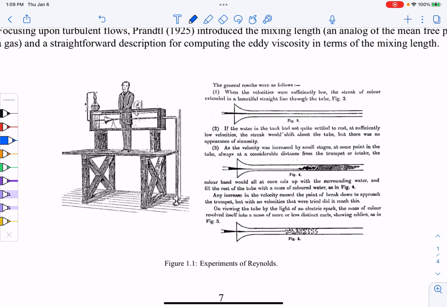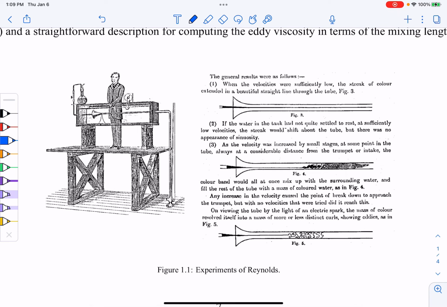And here's a famous schematic, which I stole from an early paper, and it's titled, of course, Figure 1.1, and all the figures will be labeled with equations, experiments of Reynolds. So let's just look at this together. You can see here, this is a schematic of this here, and this is called like a trumpet nozzle. And why is that? Because it looks like a trumpet, of course.